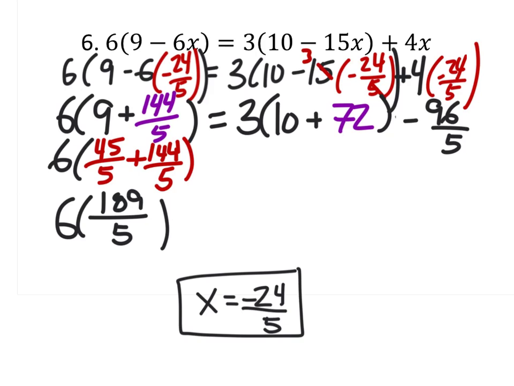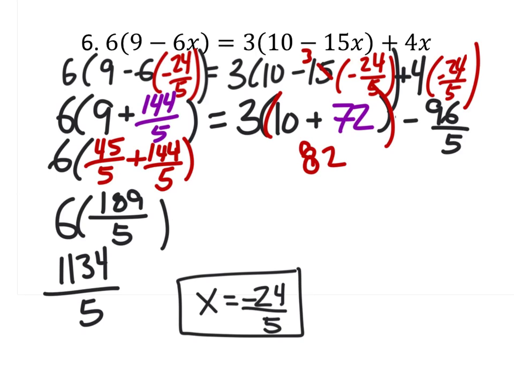I'm going to use a calculator for this. 1134 fifths. So on the left side, I get 1134 fifths. On the right side, I should get the same thing. Let's go and work inside these parentheses right here. 10 plus 72 is going to give me 82. And this is 3 times that quantity minus 96 fifths.